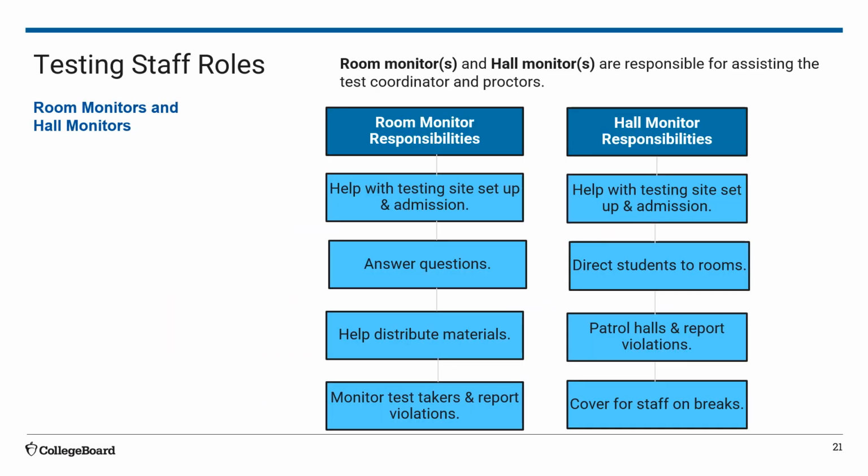Room monitors and hall monitors are responsible for assisting the test coordinator and proctors. Room monitor responsibilities include helping with test site setup and admission, answering questions, helping distribute test materials, and monitoring test takers and reporting violations. Hall monitor responsibilities include helping with test site setup and admission, directing students to rooms, patrolling halls and reporting violations, and covering for staff on breaks.